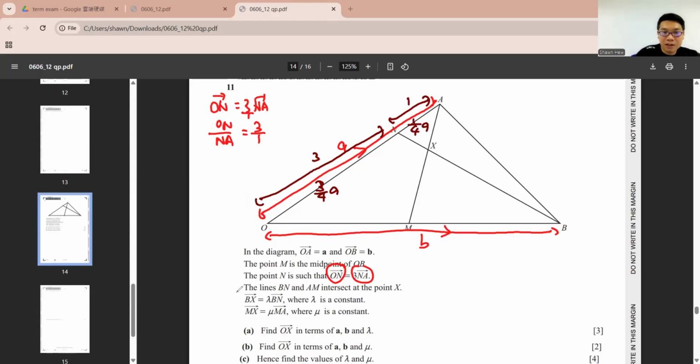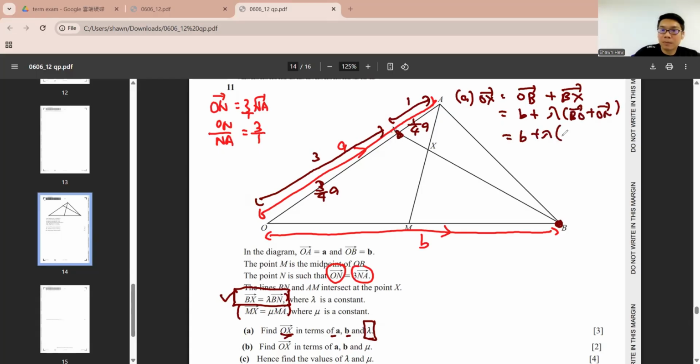And then they give us these two pieces of info. First question asks us to find OX in terms of A, B and lambda. So lambda is given here, so we must use the information from here. For part A, to find OX, it must be O something plus something X. And we must use this info, BX. So here confirm is B. OB is B. BX is lambda BN. BN, we start from here. We need to go to N. So it's BO plus ON, negative B plus 3 over 4 A.